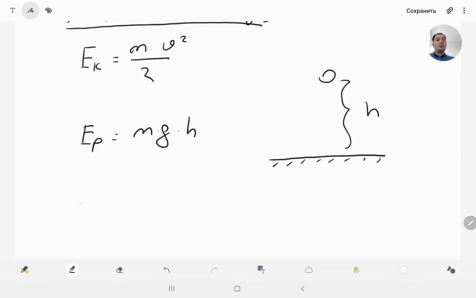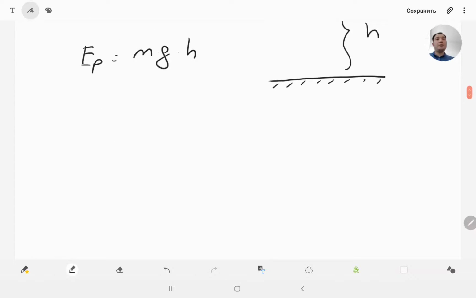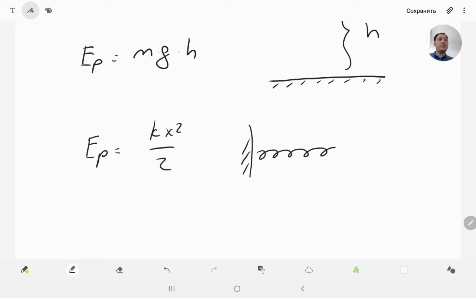And there is also the potential energy of the spring: kx squared over 2. This is a spring, let's say unstretched. It was not extended, it was not compressed. So this is its original length.